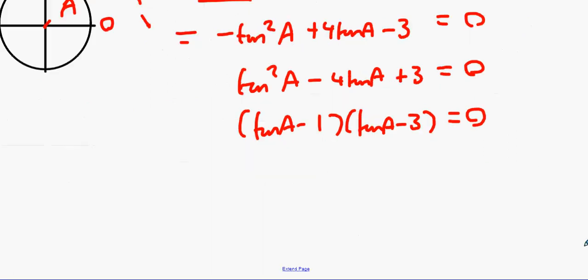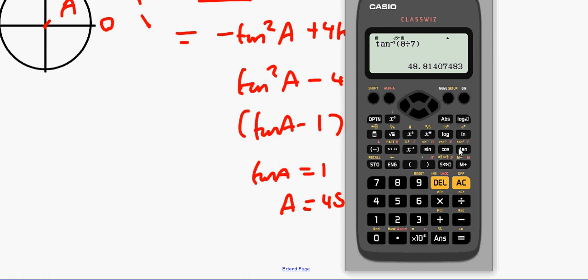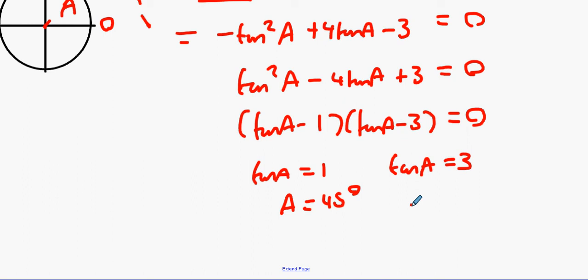Okay? And then you get tan A equals 1, perfect, positive, and tan A equals 3. It's a short angle pitch and a high angle pitch as predicted. When you take tan inverse, you'll get A equals 45 degrees, and tan inverse 3, 71.56 degrees.